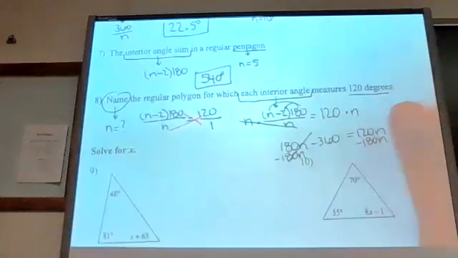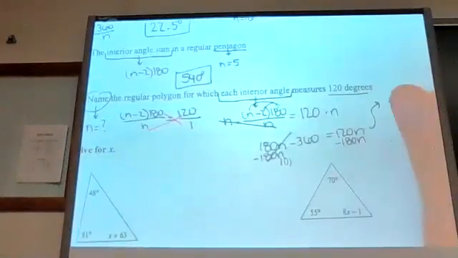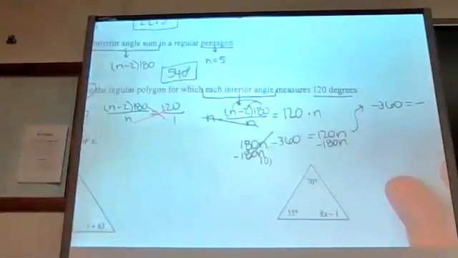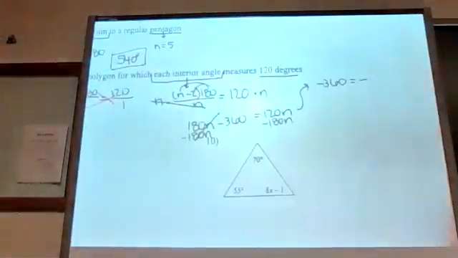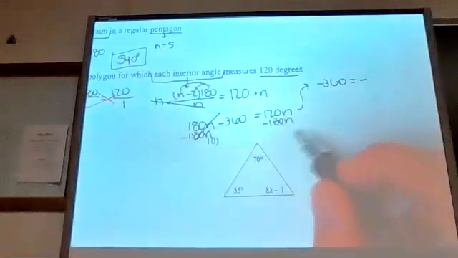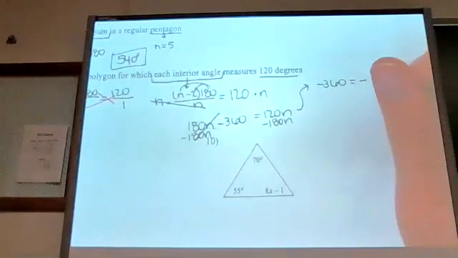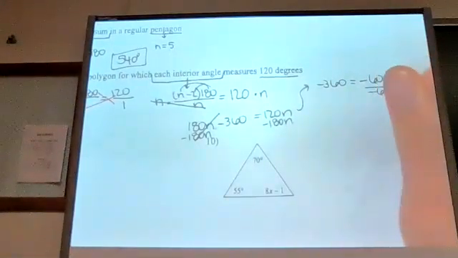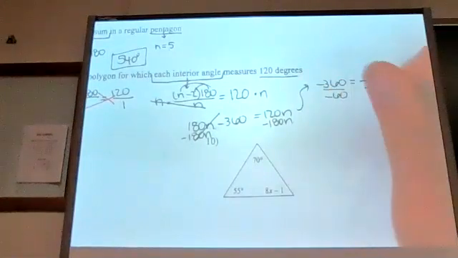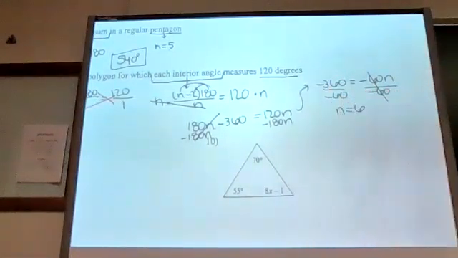And so then I would want to subtract 180 from both sides. It would give me negative 360 equals negative what? 120 subtract 180, negative 60n. And then I just have to divide by negative 60. And I get n equals 6. Great, but that doesn't name the polygon. That tells me the number of sides.